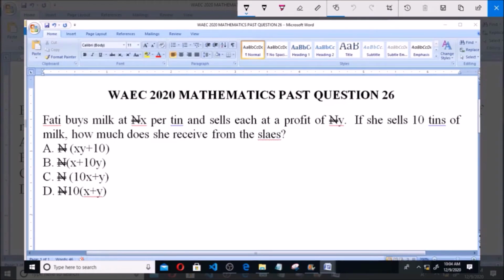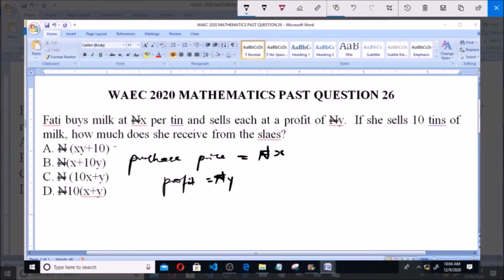I'll be answering WAEC 2020 Mathematics Past Question 26. Fatty buys milk at X naira per tin and sells it at a profit of Y naira. If she sells 10 tins of milk, how much does she receive from the sales? Now, Fatty purchased milk at X naira per tin. So let's say the purchase price equals X naira. Then the profit is equals to Y naira.